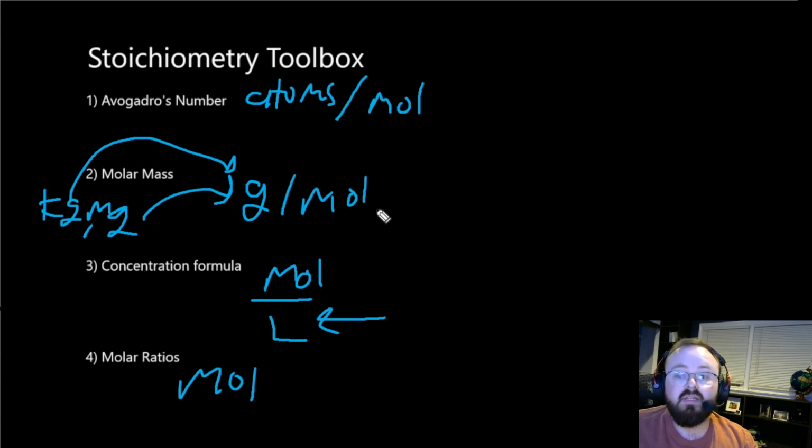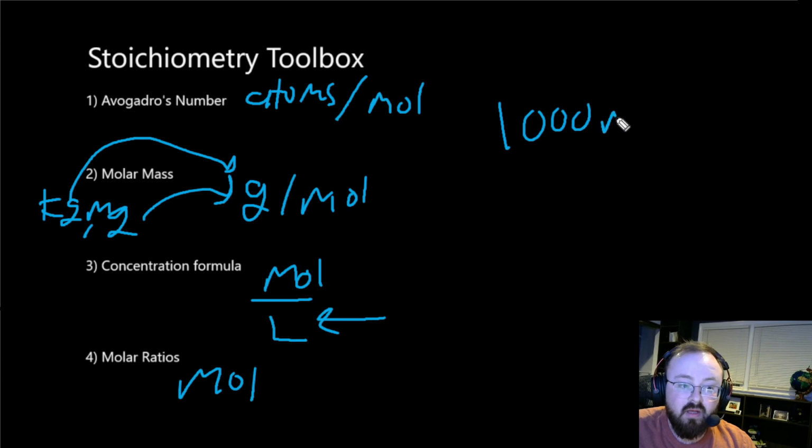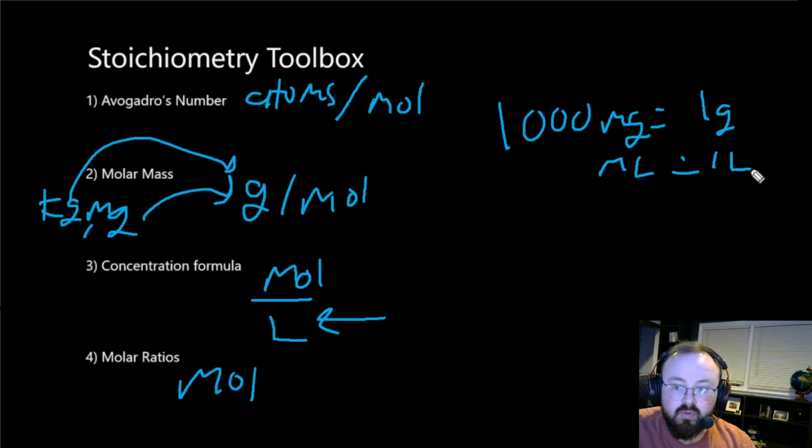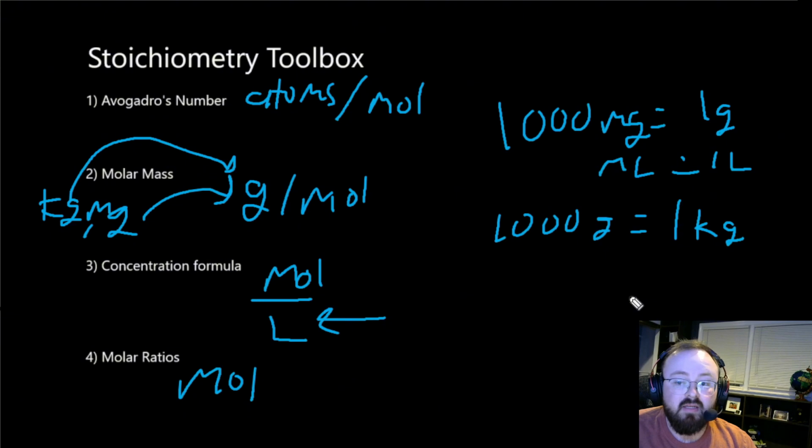Okay, I'll put this up here as something you just have to memorize. Anytime that we have milligrams, 1,000 milligrams is equal to 1 gram. This also works for milliliters. It's 1 liter. And 1,000 grams equals 1 kilogram. I'm having you memorize them because they're the most commonly used prefixes that we're going to be seeing throughout the rest of this class. Okay?